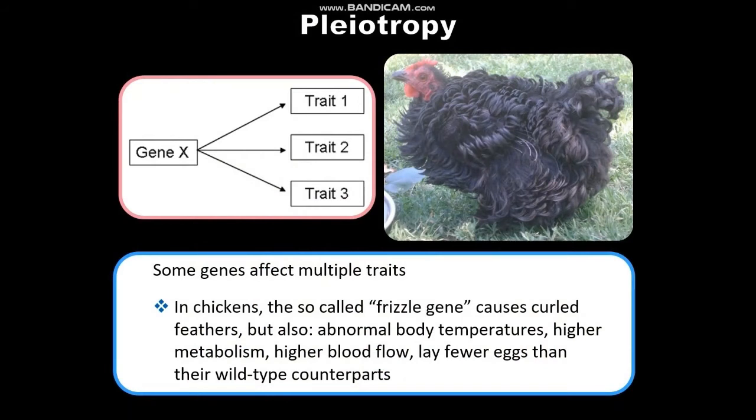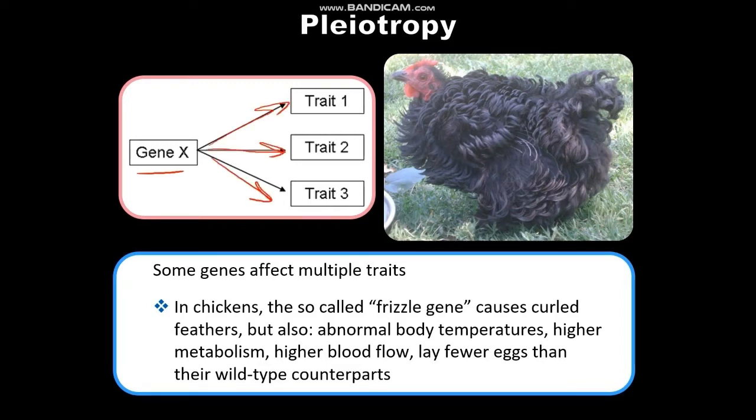Another situation is called pleiotropy. This is kind of the opposite of polygenic traits. Polygenic traits is when you have many genes that affect one phenotype, whereas in pleiotropy, we have a single gene which is going to affect many different traits.